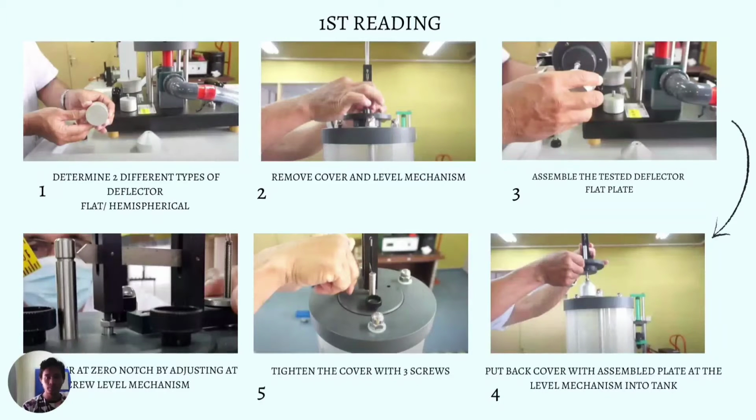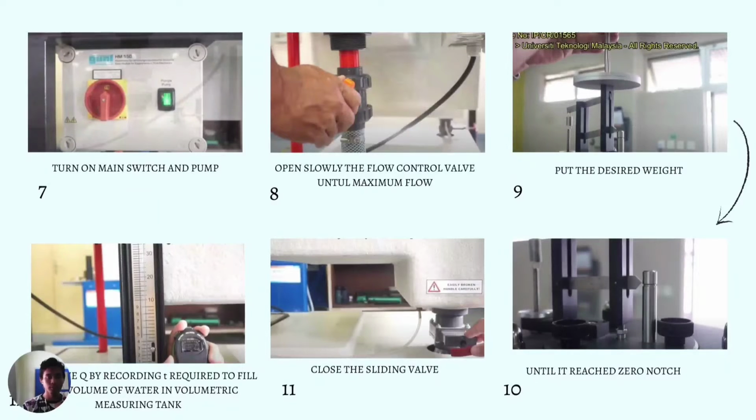Next, we put back the cover, which already has the flat plate, and then the level mechanism into the tank. Then we tighten the cover, which we screw with 3 screws. Next, we make sure that the pointer shows the 0 notch by adjusting the screw on the level mechanism. Then we turn on the main switch and the pump, and slowly open the flow control valve until it reaches maximum flow.